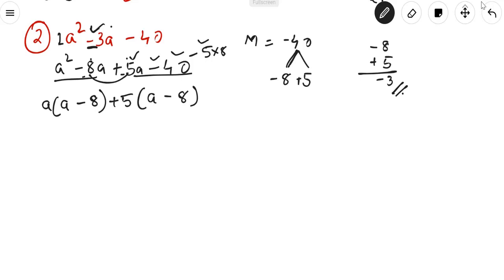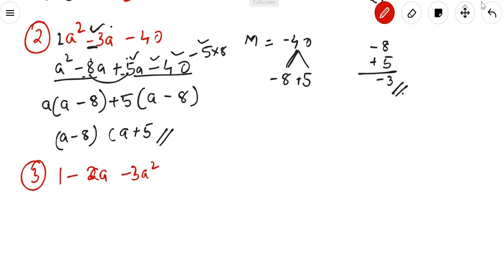So what is the common in this equation again? A minus 8 is common. I'm going to remove this common outside. So if I remove a minus 8, then what is left? A plus 5. So these are the two factors of your problem number 2. Okay. Next, we'll go for problem number 3.